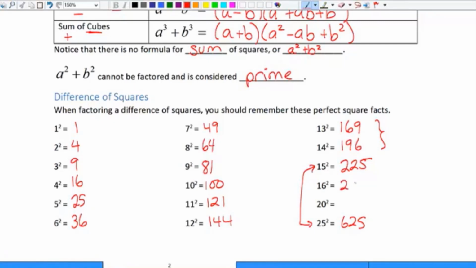16 squared comes up an awful lot as well. That's 256. You might remember that because you see it usually in your computers, like 256 megabytes or kilobytes or processing speed. 256 is one of those computer numbers. It comes up an awful lot because it's a power of 2. And then 20 squared also comes up an awful lot. 20 times 20 is 400, which I think a lot of you probably know because 2 times 2 is 4 and just add 2 zeros. Notice I skipped 17, 18, and 19, and 21 through 24. Those don't come up an awful lot, but 20 and 25 do, so I just thought I'd give you the ones that come up an awful lot.